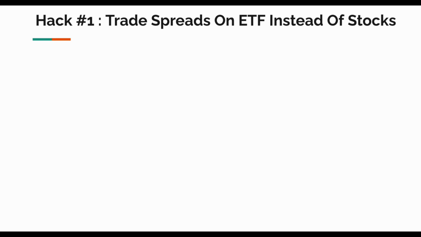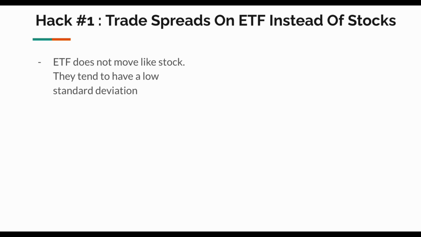So first thing, the ETFs, for example QQQ or SPY, they do not move like a stock, so they tend to have a low standard deviation. That means you can think of it as a low IV or a high IV. So an ETF will always have a low standard deviation. That means it does not move that much as a stock.